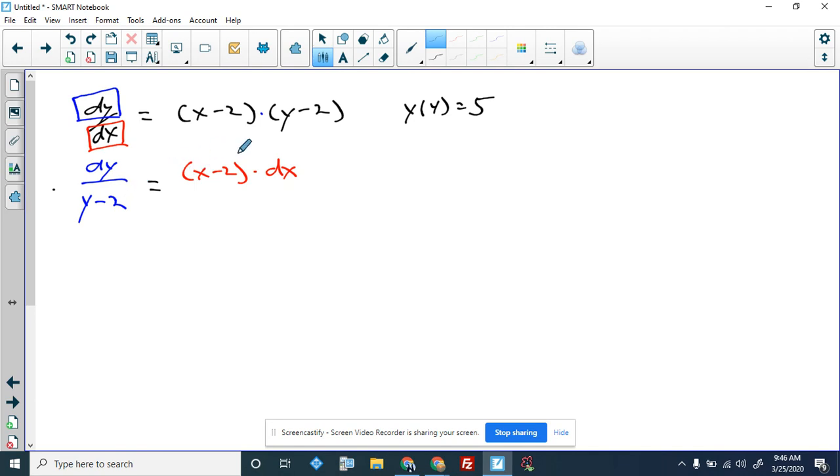You got your y's on your left, you got your x's on the right, but more importantly than that, the dy and the dx term are connected with multiplication, right? So in other words, if I rewrote this left side as 1 over y minus 2 times dy, and then this is obviously x minus 2 times dx. So that needs to happen. If this would have been like plus dx or minus dy, no good. It's not in a Riemann integrable form, but it is for us, so we're good to go.